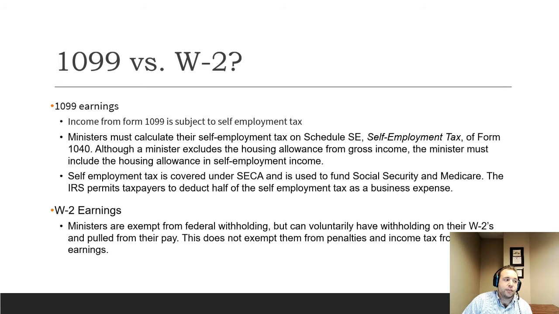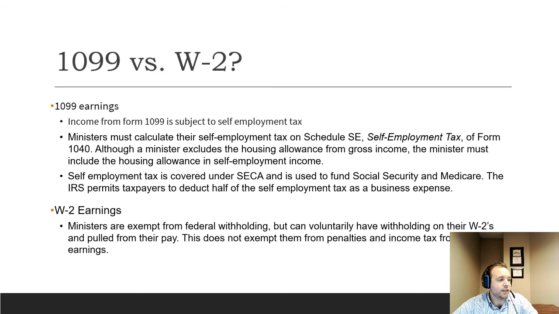And although the minister excludes the housing allowance from gross income, the minister must include the housing allowance in their self-employment income calculation. Self-employment tax is covered under SECA and is used to fund Social Security and Medicare. The IRS permits taxpayers to deduct half of the self-employment tax as a business expense. So you'll see a line on their return where half of that is deducted. And this is because they're self-employed, so they don't have an employer that's paying half of the SECA tax for them, or the FICA tax at that point.